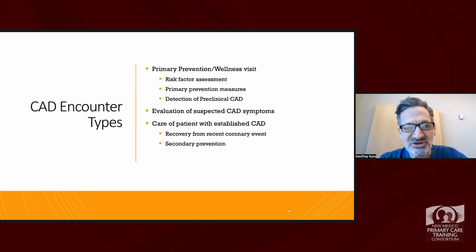Finally, the third patient type is someone who does have coronary disease. They've had the diagnosis made. Maybe they've had a heart attack. Maybe they've had a stent or bypass surgery in the past. Now they walk into your office and say, what can you do to keep me healthy, doc? That is the realm of secondary prevention, which is dealing with a much higher risk patient than the primary prevention population.